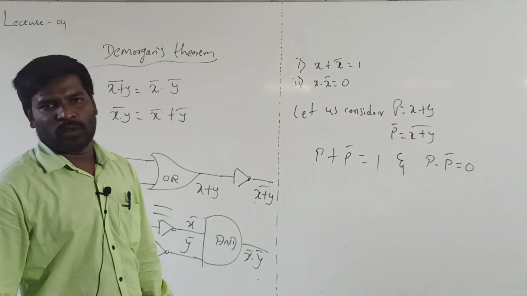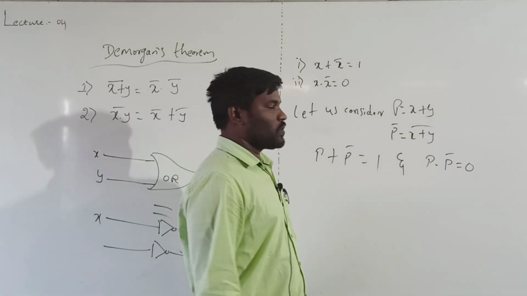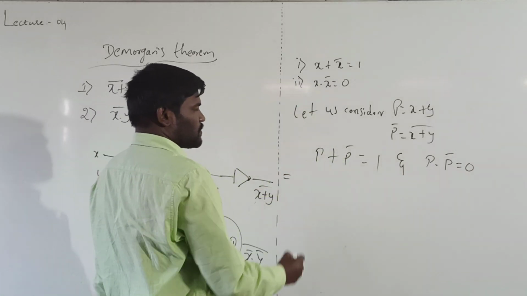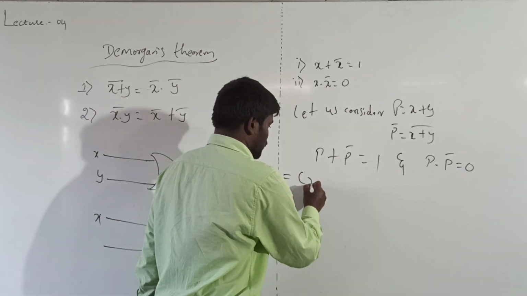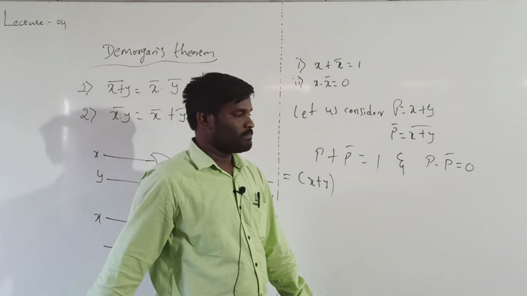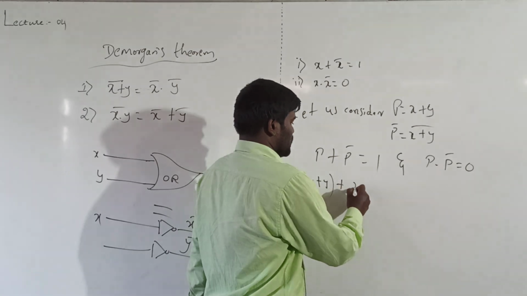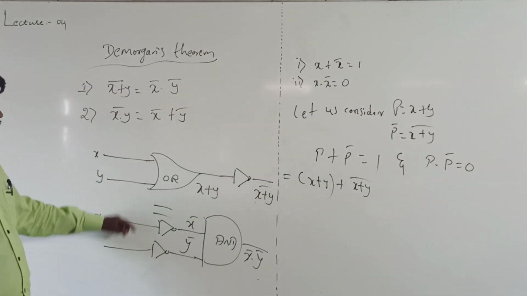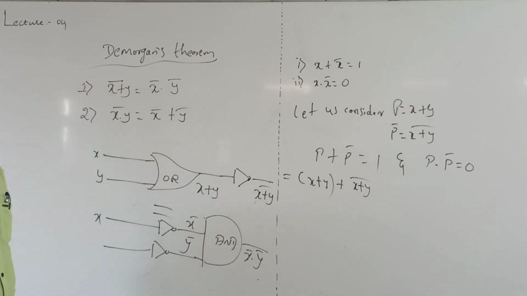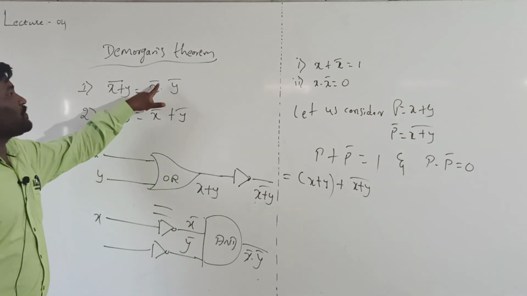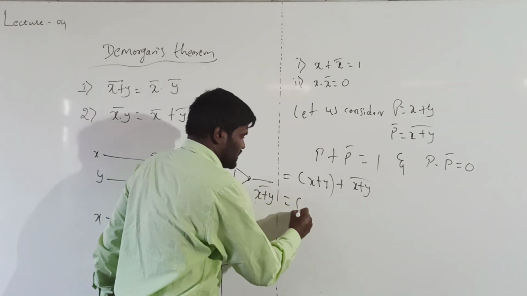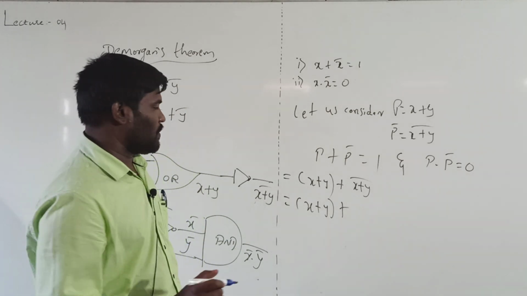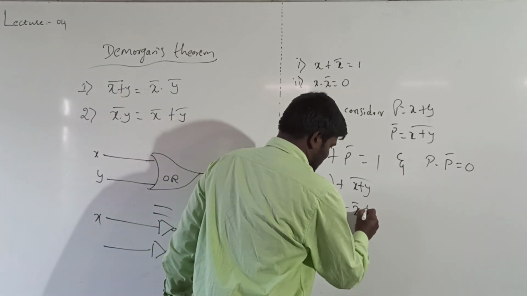So now we have to prove that p plus p bar is equal to 1 and p into p bar is equal to 0. So I can substitute the p value. P value is x plus y, and p bar is (x plus y) whole bar. See here, (x plus y) whole bar is equivalent to x bar into y bar. So instead of writing (x plus y) whole bar, I can write x bar into y bar.